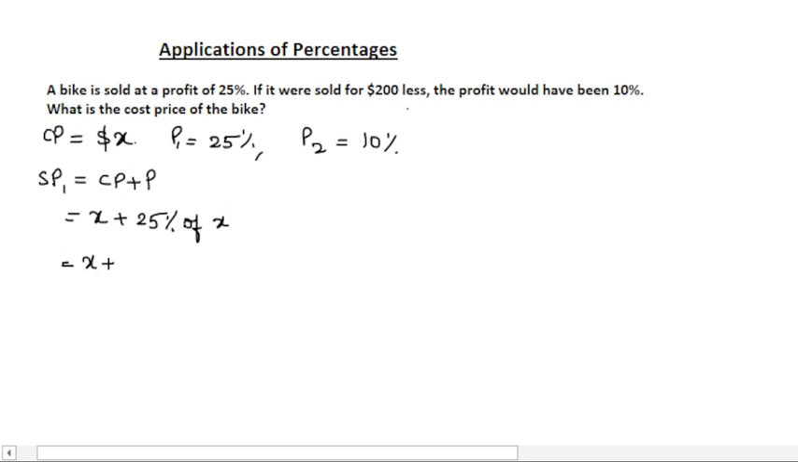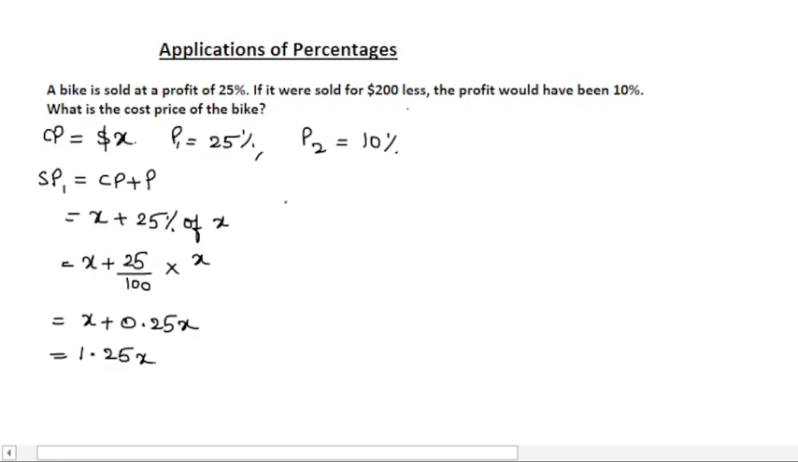X plus 25% can be written as a fraction, 25 upon 100, of translates to times or multiplication, X. It is always advisable to convert it to decimals in order for us to simplify it, and when I convert it to decimal I get 0.25 times X. These are like terms which can be added, and on adding I get 1.25 times X. So this is my first selling price when the profit was 25%.